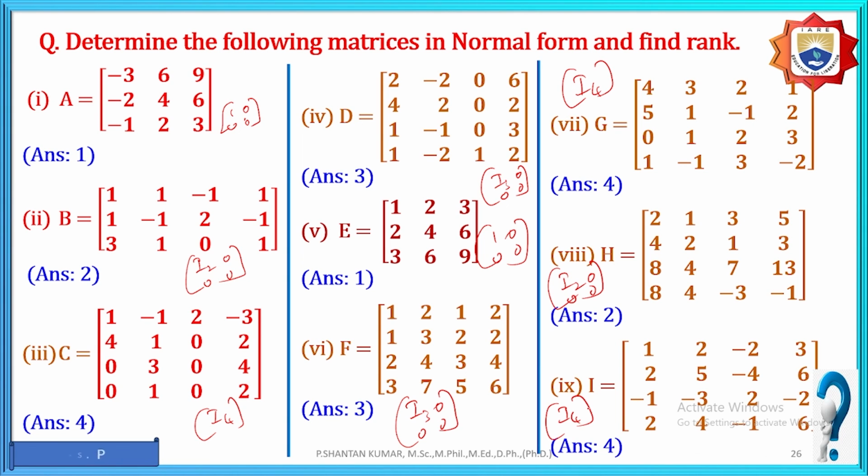In conclusion, I_R is nothing but a unit matrix of order R, where R is the rank of the matrix. Based upon the echelon form and normal form, we need to find the rank of a matrix. Under the echelon form, we apply only row operations. Under the canonical form, we use both row and column operations. Based upon these two methods, we find the rank of a matrix.